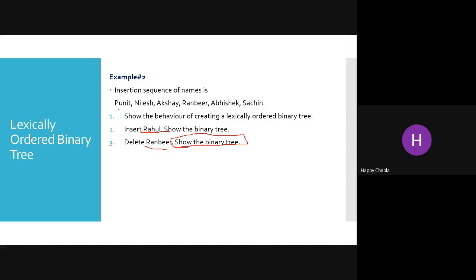After inserting this, what would be the scenario of the tree? After inserting the second element, what would be the scenario of the tree? After inserting the third one, what would be the scenario of the tree? Clear what I'm trying to say? Yes, Krish, that's correct. Yes, Nancy is also correct.